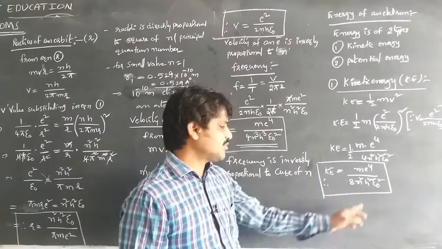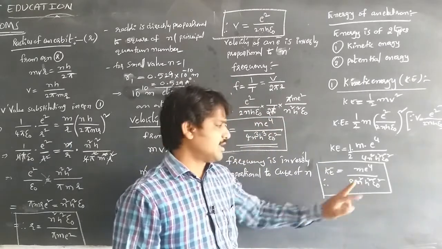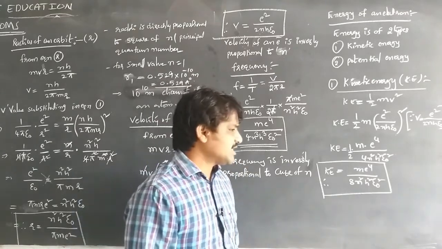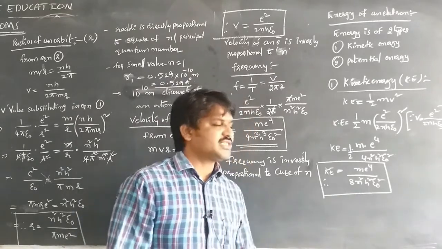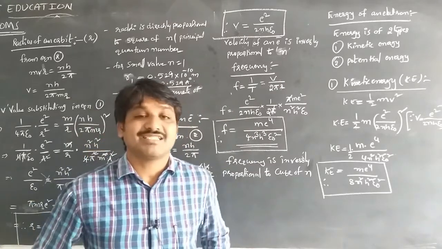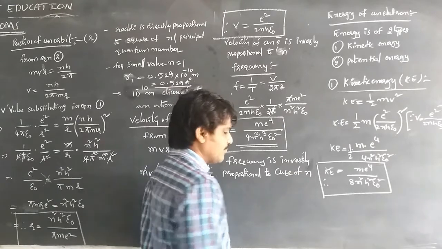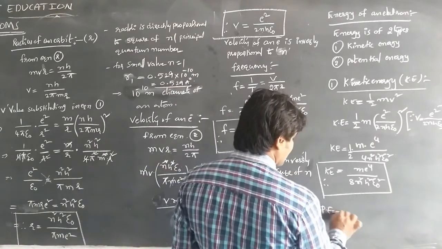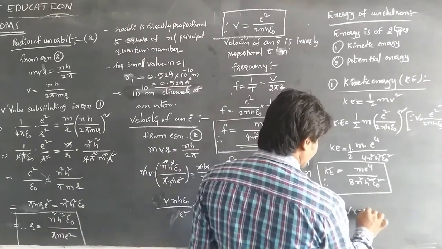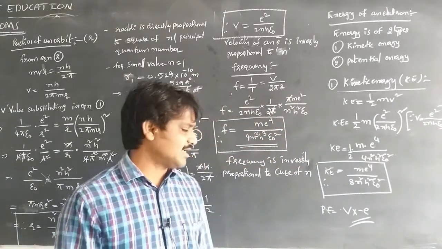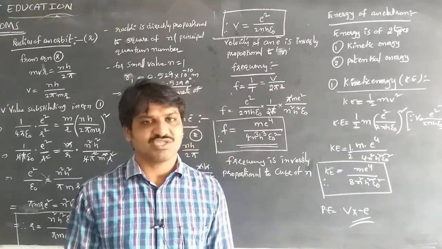Kinetic energy is inversely proportional to the square of n. This is about kinetic energy. The next one is potential energy. Potential energy means the potential energy of an electron, for the charge of an electron, is considered as potential energy. Potential energy is equal to V into minus e, which can be calculated.